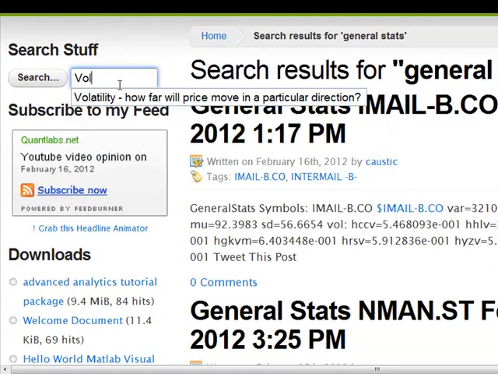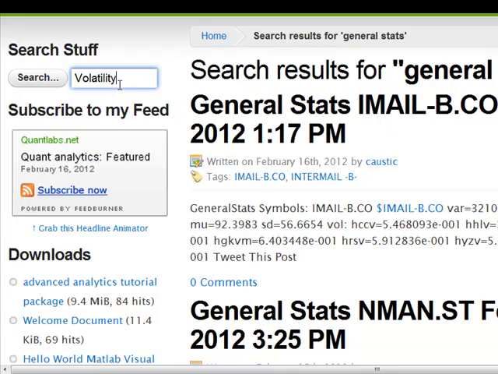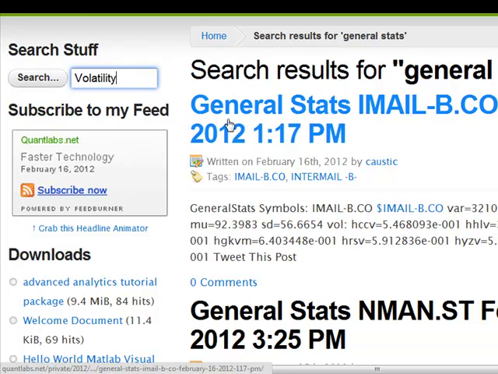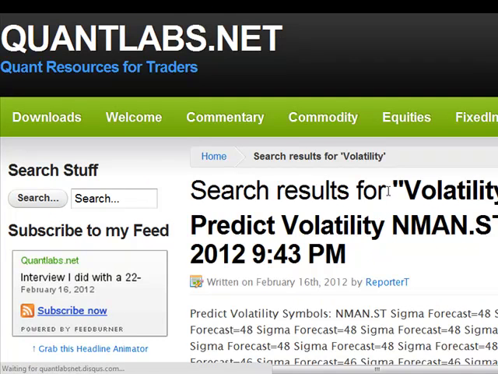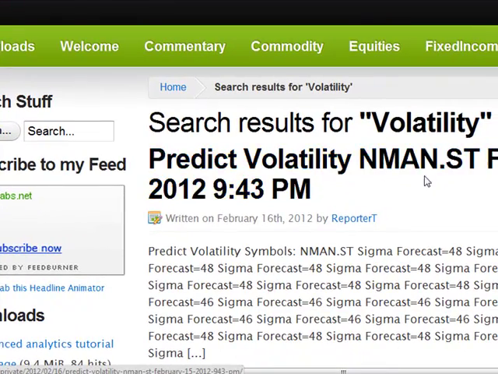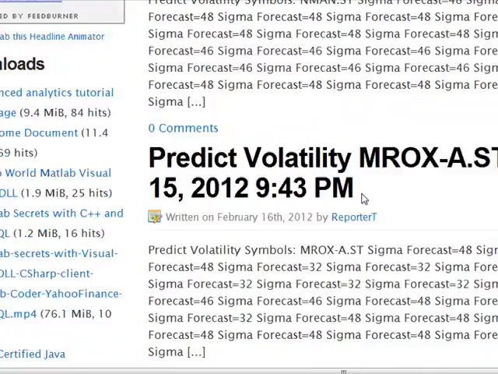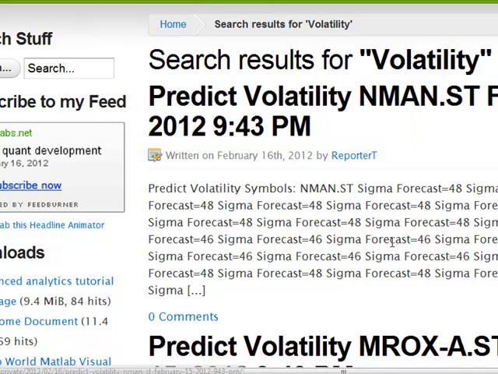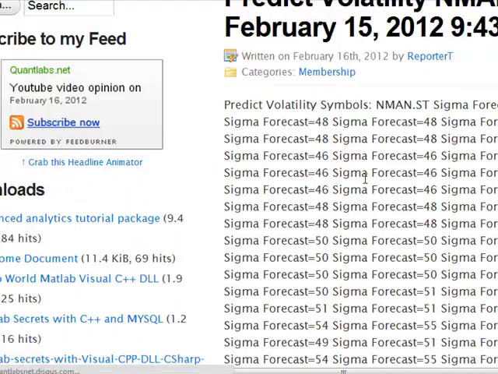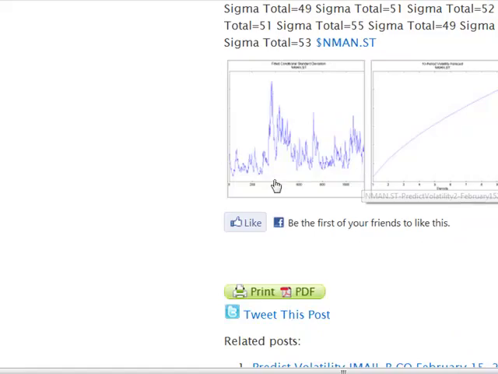Let me try one of these guys here. Hopefully I'm going to be able to find what I'm looking for. And obviously this search capability is quite powerful. You just got to know what you're looking for, obviously. So in this case, we're back to our nman.st, and this gives off volatility statistics. We are also now measuring down to the Greeks. I believe this one also includes a chart or a plot, but yeah, there you go.